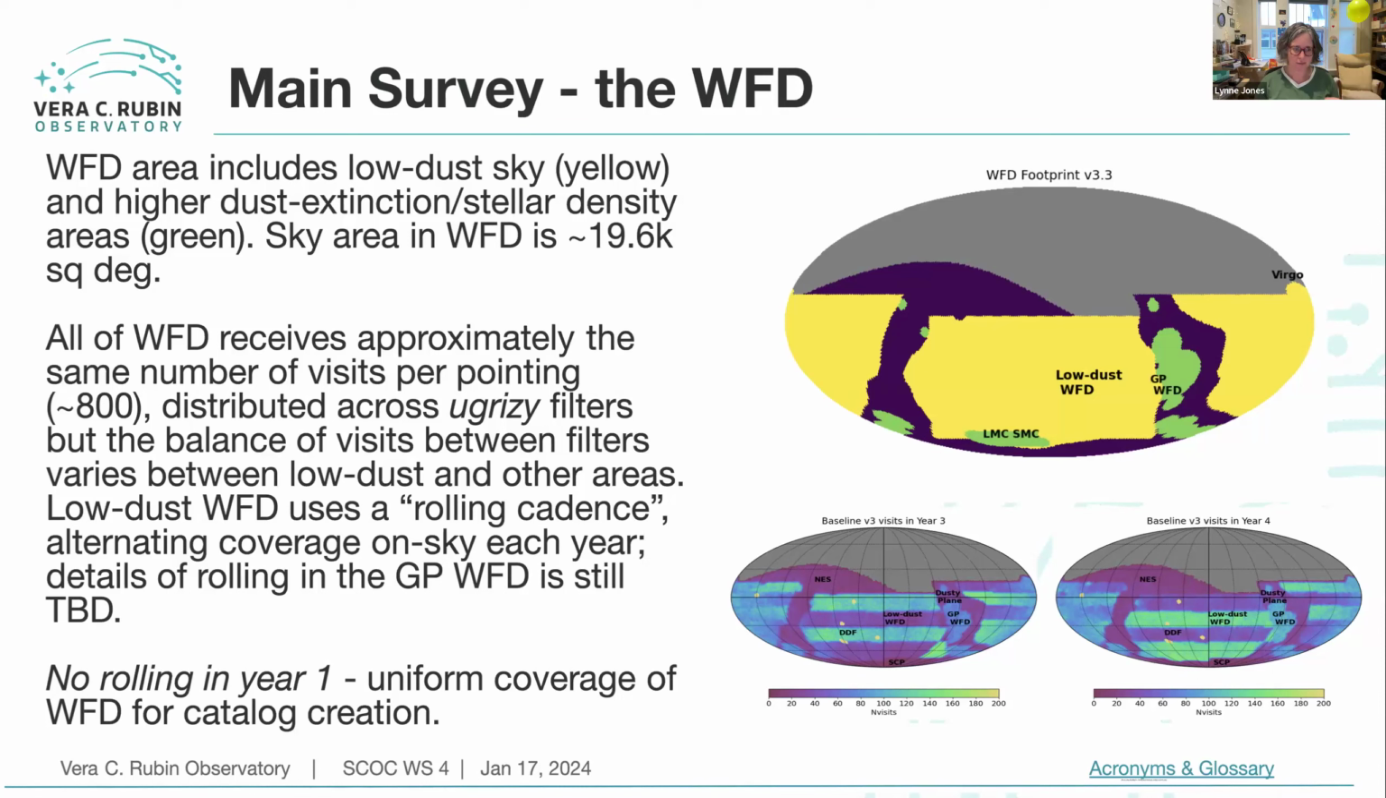The low dust YFAST Deep uses a rolling cadence, and we're currently thinking about how do we extend that rolling cadence to other parts of the sky, or should we? And in the first year, there is no rolling, and that lets us get uniform YFAST Deep coverage for catalog creation, photometric calibration.